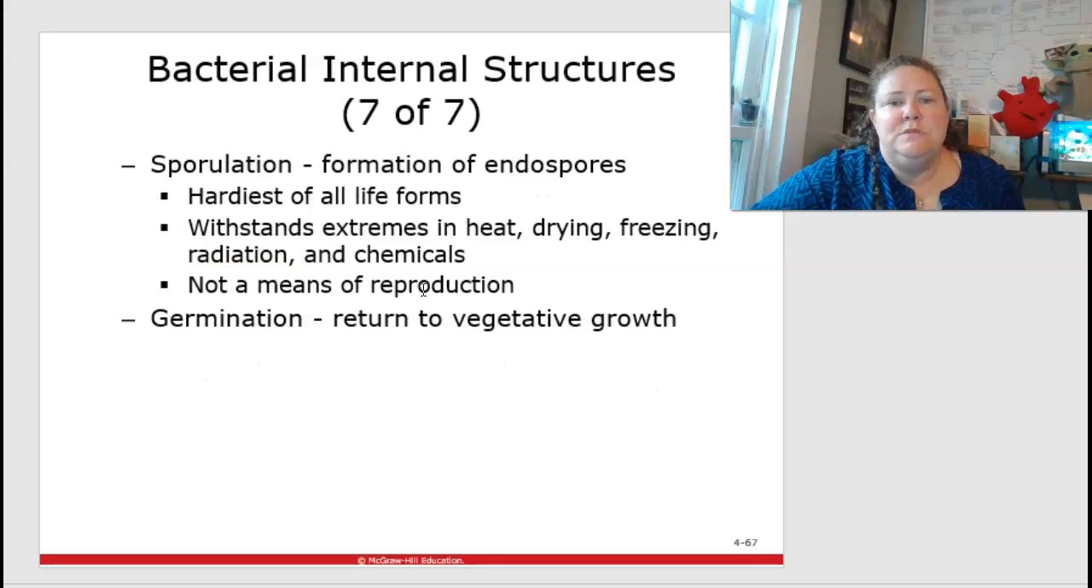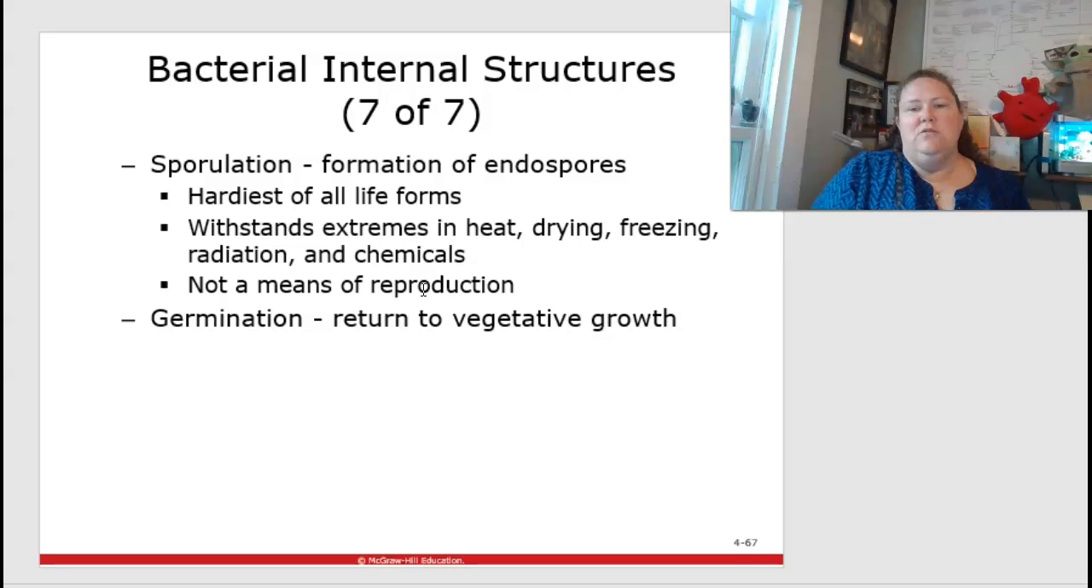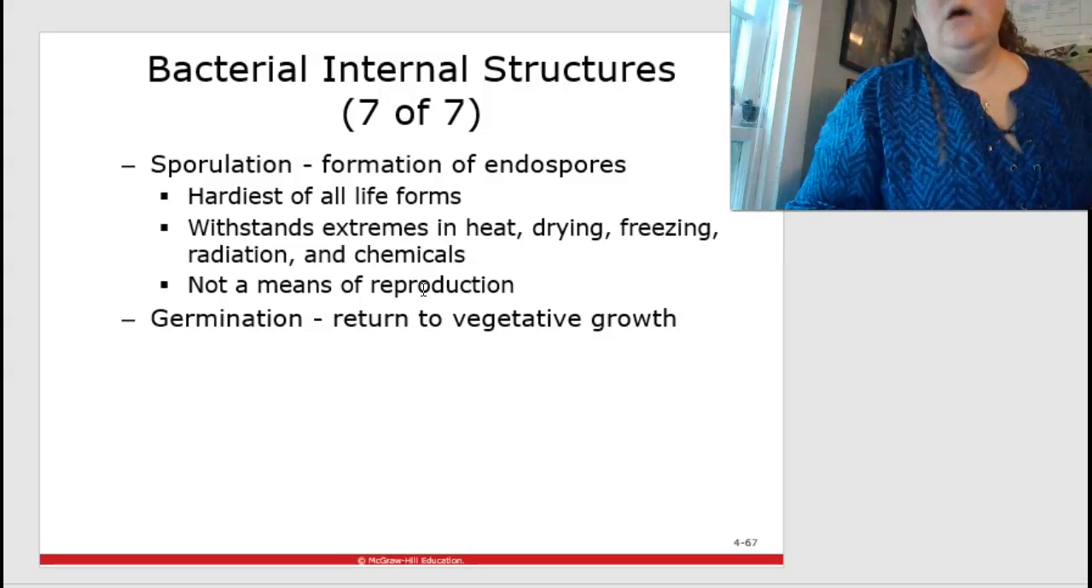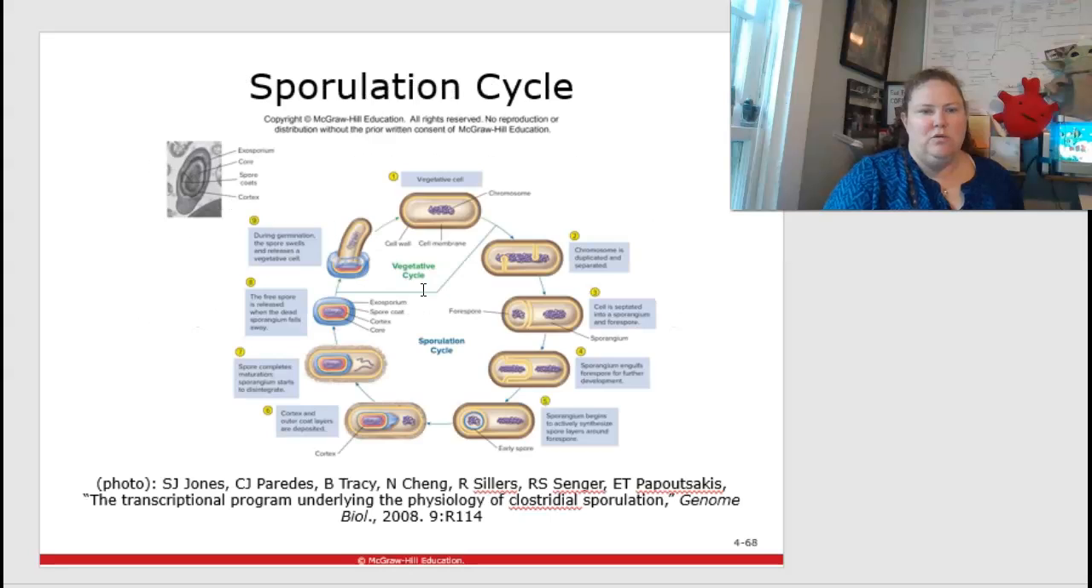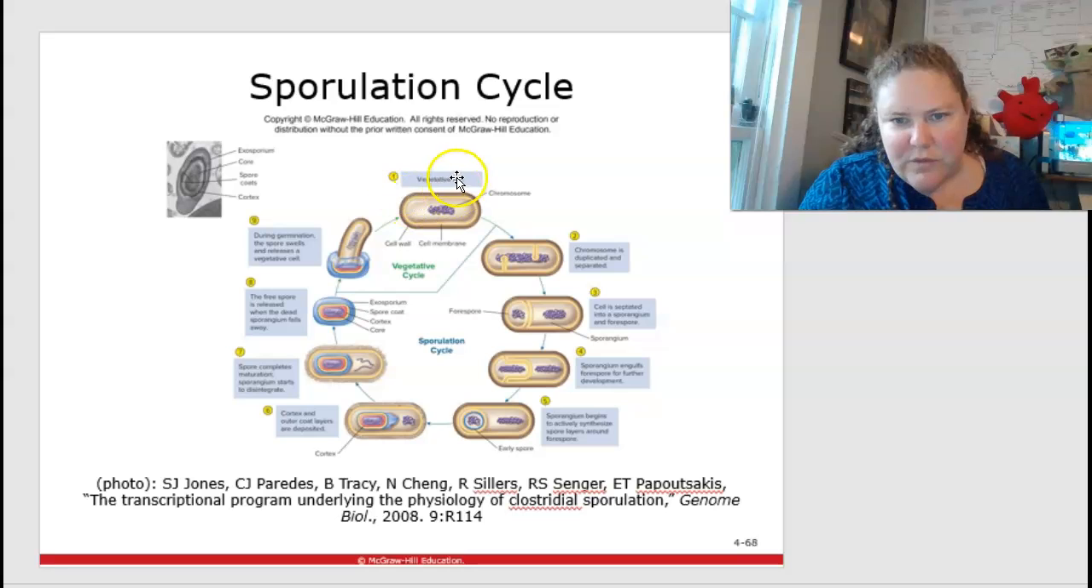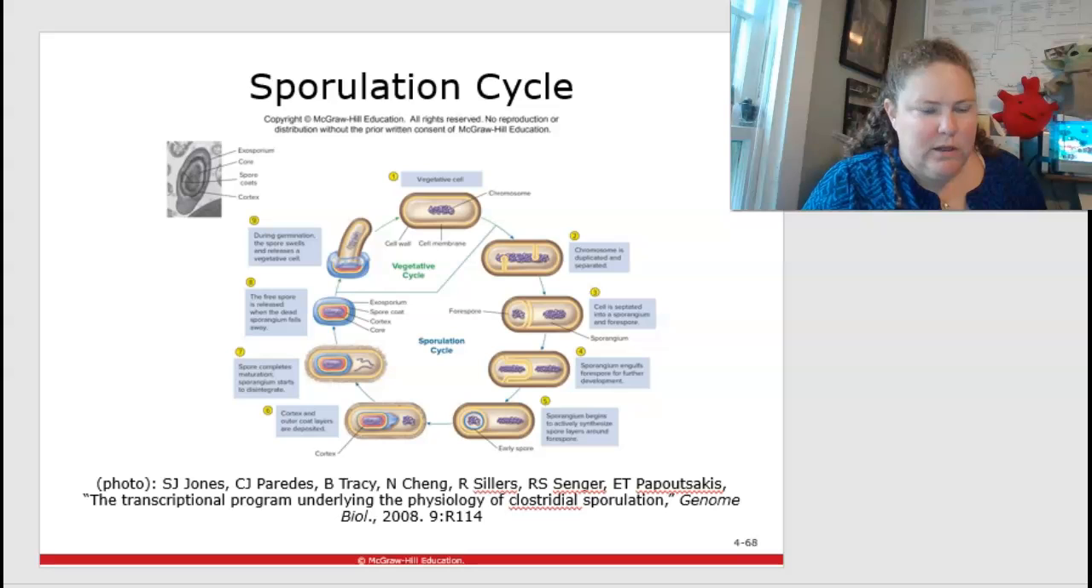You also have sporulation, which is the formation of endospores. These are the hardiest of all forms and can withstand extreme heat, drying, freezing, radiation, as well as chemicals. They are not a means of reproduction, but like in the story I just told, when you germinate them, they can return to the growth stage. Here is a sporulation cycle where you go from your vegetative state to hibernation, and then during germination you can continue to grow again.